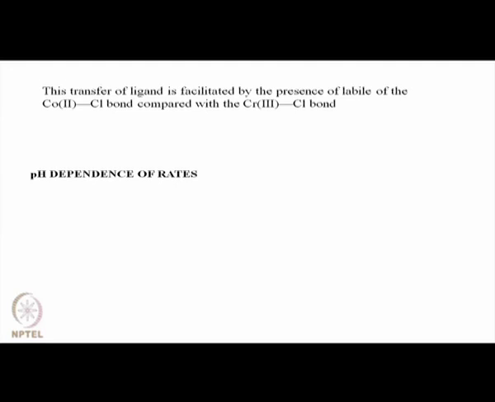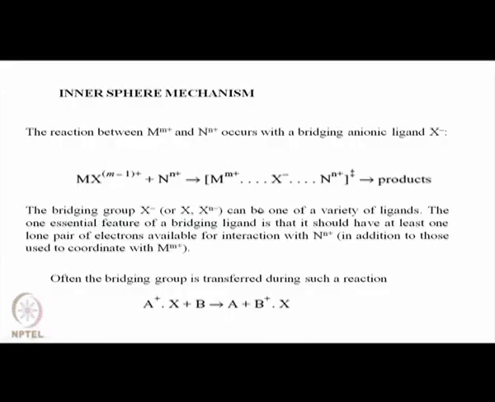There are plenty of examples that you may find in literature or in many books, where you will find involvement of bridging ligands like OH minus. OH minus is also a very good bridging ligand, but water is not as good as OH minus; it is poorly bridging. So the bridging ligand is a very important part for the inner sphere electron transfer process to occur.